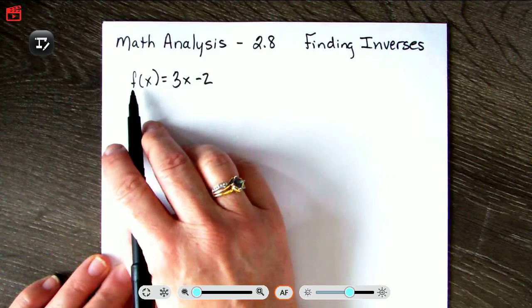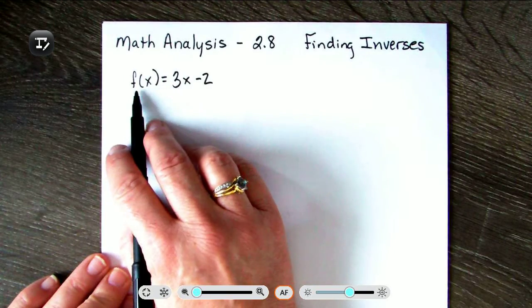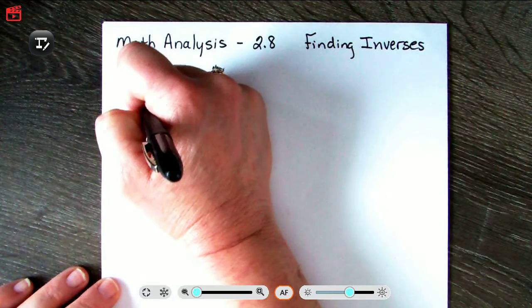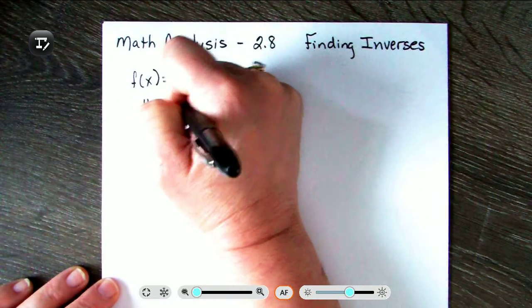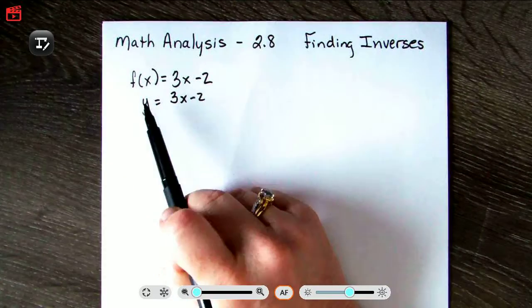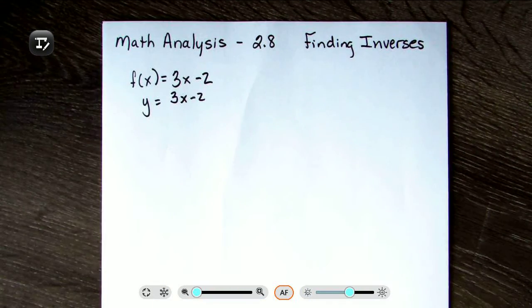So first of all, I'm going to rewrite this f of x, because another name for f of x is simply y. If we remember, f of x is Newton's method and y is the Leibniz method. It's kind of like two different guys who came up with their own way of writing things, and they didn't get along, so we just adopt both.